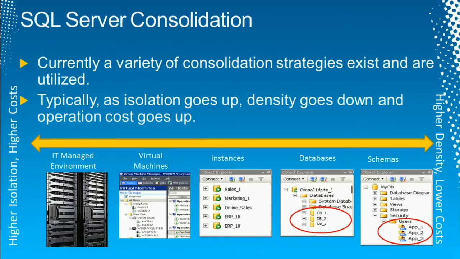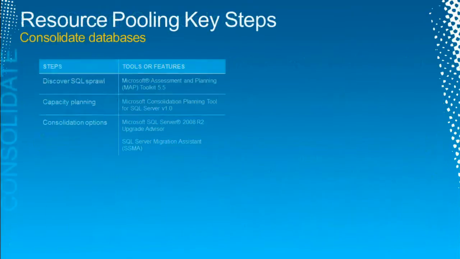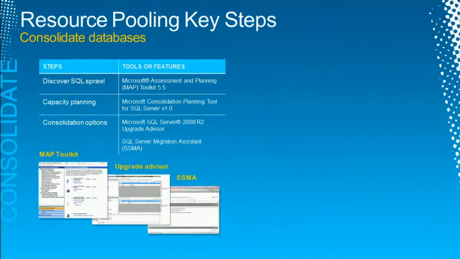So you'll see we can reduce down the schemas, the databases, down to the instances, then start consolidating at the virtual machine level. And the more we group these resources together and increase the density, the lower the costs are to run these typical workloads. So how can we get you started?